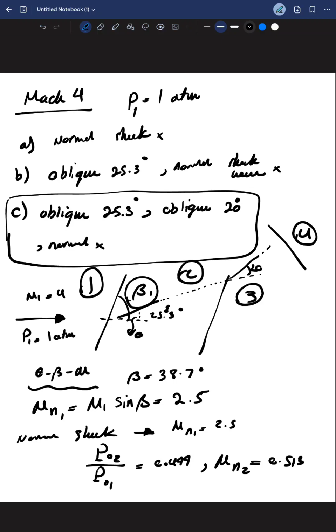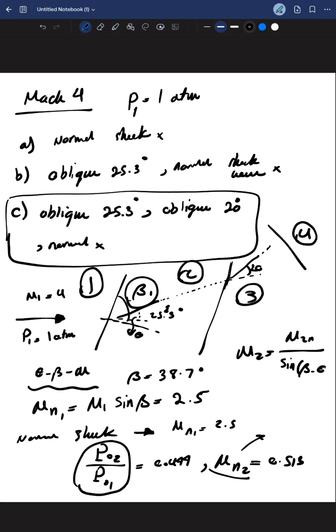Okay, so we have the normal component, and one of the pressure ratios. To find the pressure ratio after the second shock, we have to find the actual flow. Because this is the normal component of the flow, we have to find M2. And how do we find M2? It's M2N divided by sine of beta minus theta. You have all of these numbers, you plug the numbers in. M2 is going to be equal to 2.21.